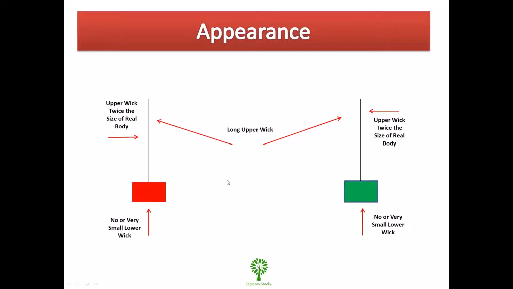So a shooting star candle will have 3 important characteristics. We will revise again and again. A long upper wick. The upper wick should be at least twice the size of the real body of the candle, and there may or may not be a wick at the lower end of the candle.